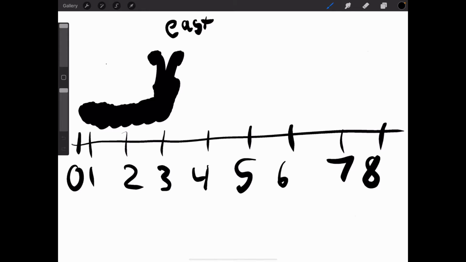Next, what if it went from 0 to 8 and then back to 0? The initial position is 0, and the final position is also 0 because it ended at 0. So 0 minus 0 is 0. So 0 units east. Well, any direction because it went back. So that's the scoop on distance and displacement.